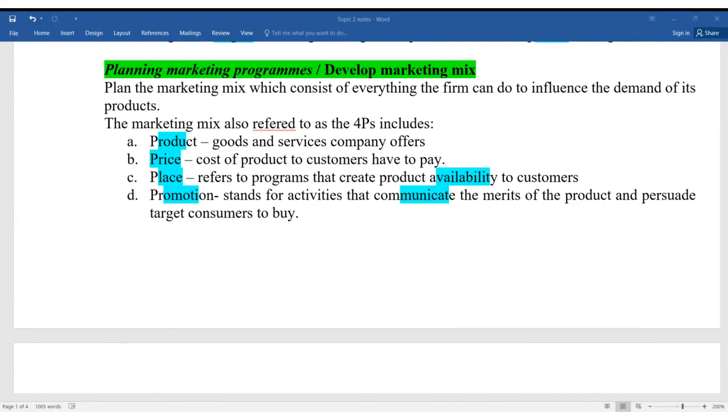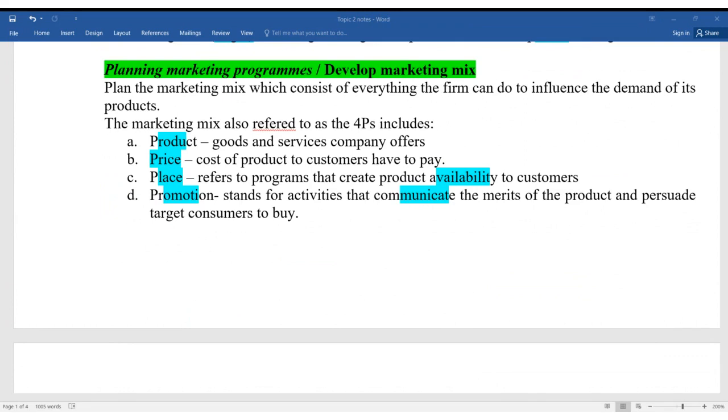Price represents the cost of the product to customers, while place refers to programs that distribute the product, as we had looked at earlier on. And promotion relates to those activities that communicate product merit and persuade customers to buy. So that's very important. Now, this step 3 in the marketing process actually takes into consideration 4 major topics that we have already done, and that we will be able to look at as we proceed with our revision.